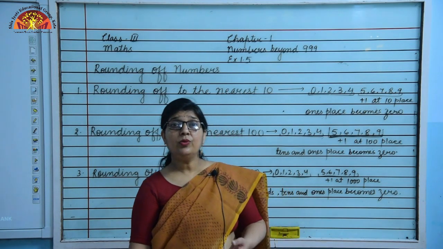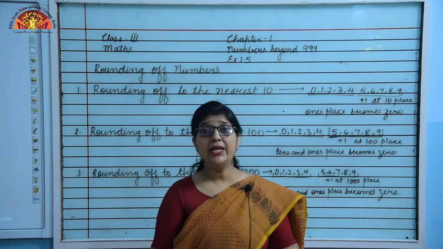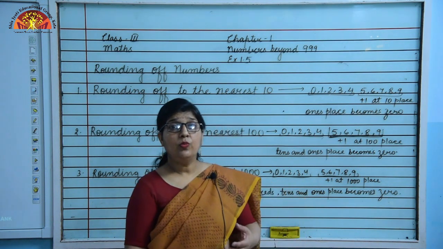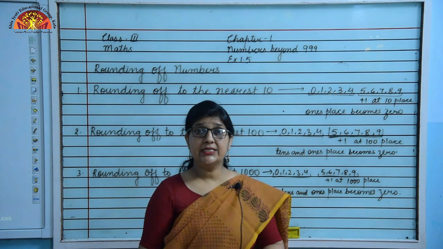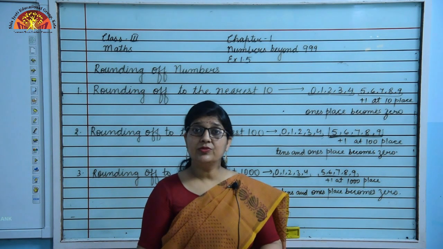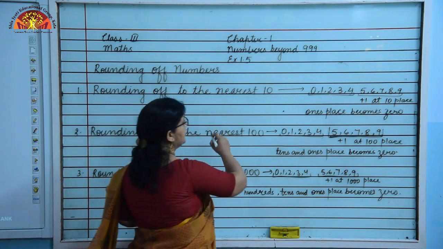So in day to day life we use rounding off numbers so many times. So we learn here how we round off to the nearest 10, nearest 100 and nearest 1000 place. Now first we will discuss rounding off to the nearest 10.